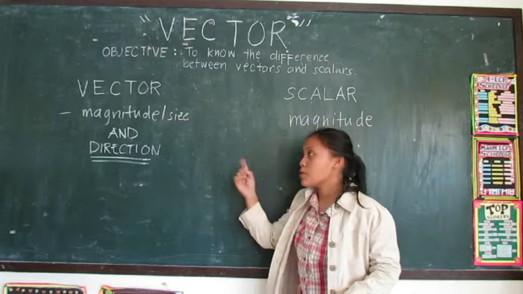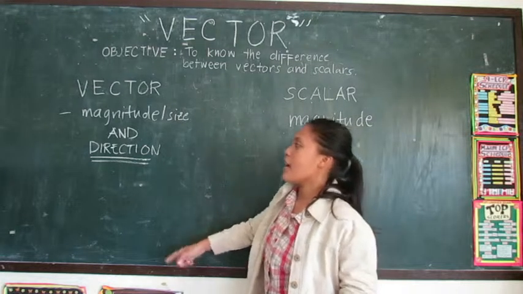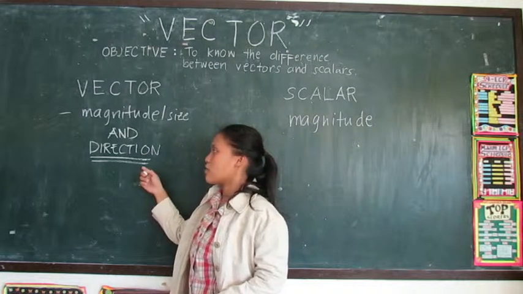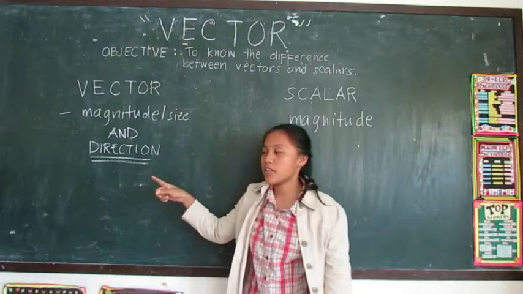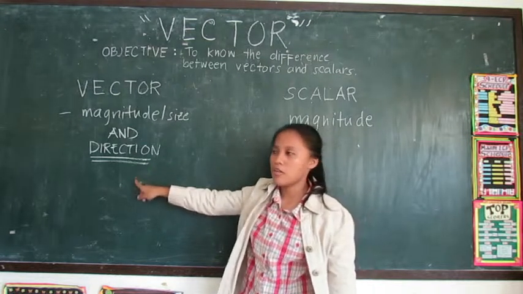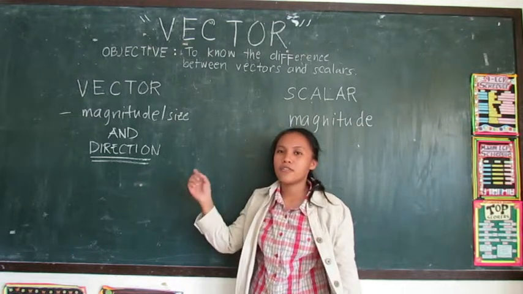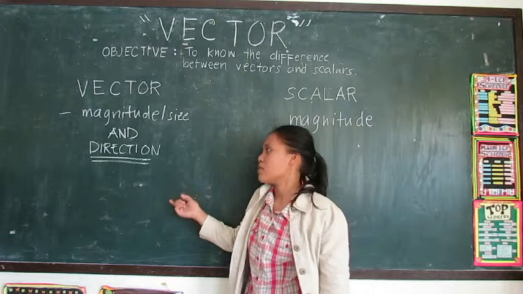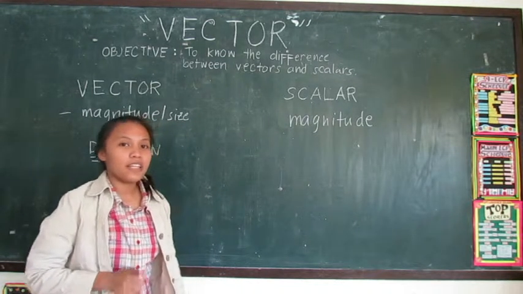When we say vector quantities, they have the magnitude and direction. It is important that vector quantities have a direction. Example, say to the left, to the right, upward or downward. I will give an example.